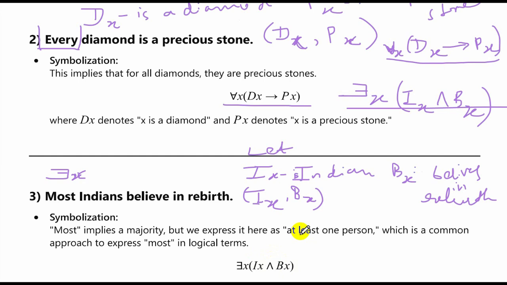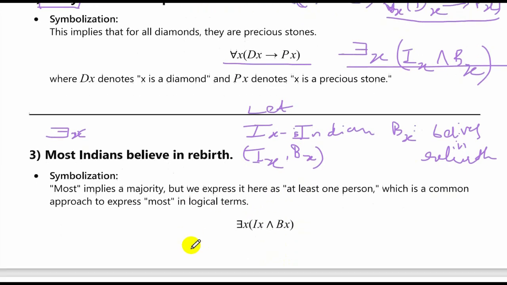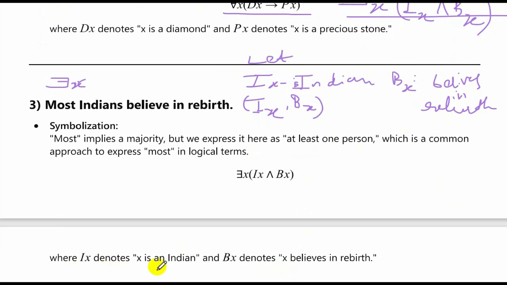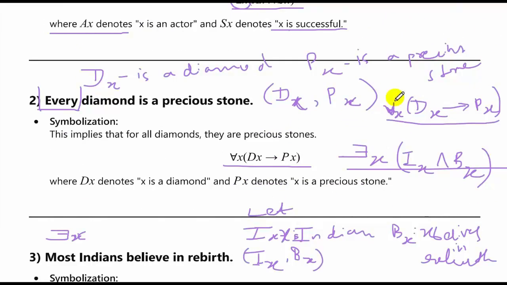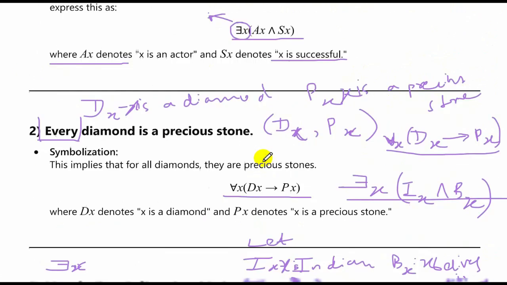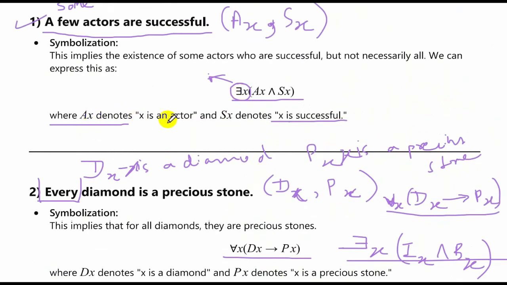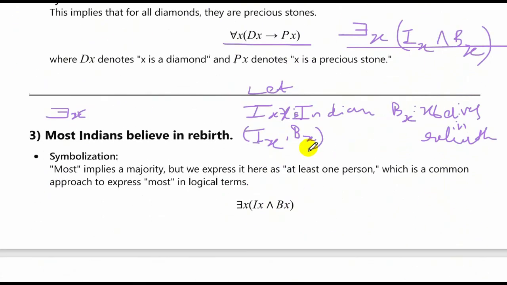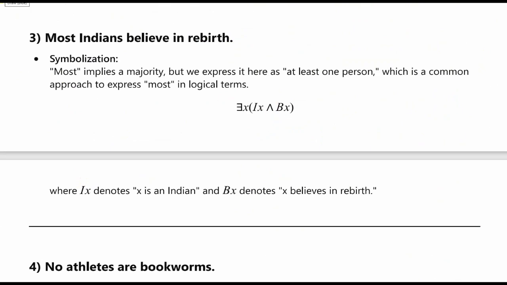Now let's see how they have stated the "let" part. Ix denotes X is an Indian, Bx denotes X believes in rebirth. So what we have missed here is "X is an Indian, X believes in rebirth." Similarly, above also, X is a diamond, X is a precious stone, and X is an actor, X is successful. So you have to write that. Let's go on to the next question.